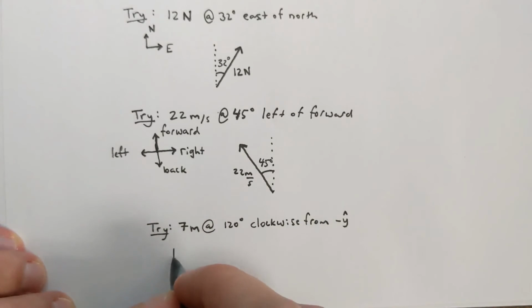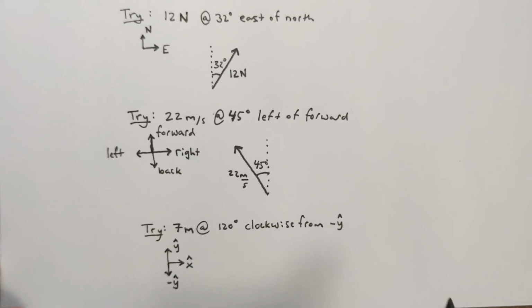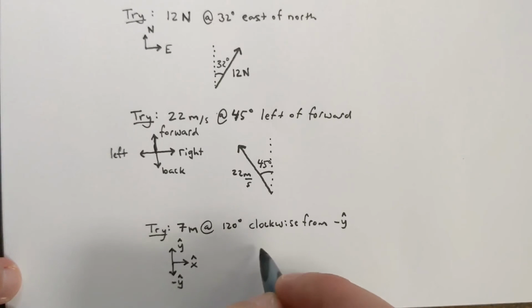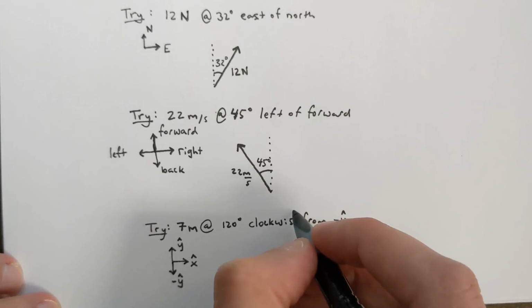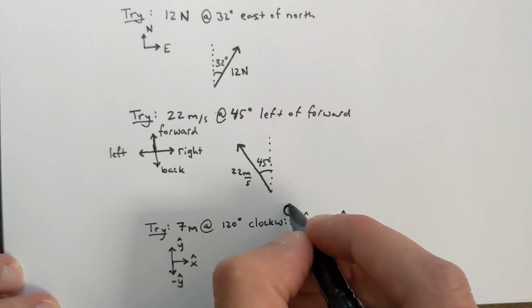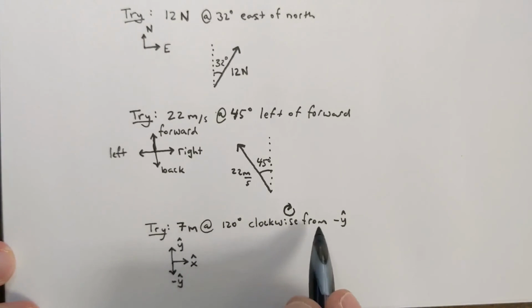So the y direction points that way, the x direction points towards the right, so negative y points opposite of positive y. Right, this is negative y. Okay, and clockwise, we have to remember which way the hands of the clock turn. So clockwise is like this. So let me draw a little circular arrow to remind myself which way clocks turn. Something like that. So 120 degrees clockwise from negative y.